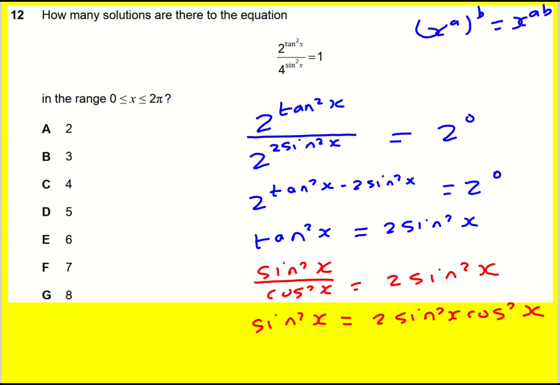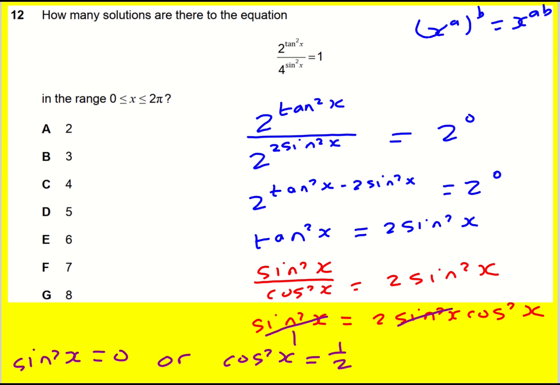And you've got two options at this point. You can either cancel out the sine squareds, but remembering that you do have to think about sine squared equaling 0. And then we'd also be left with 2 cos squared x equals 1, so cos squared x would equal a half.